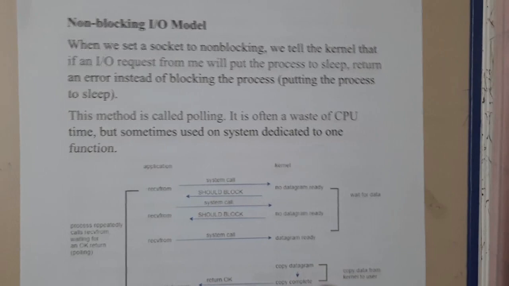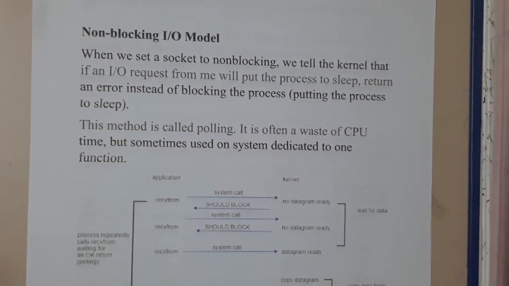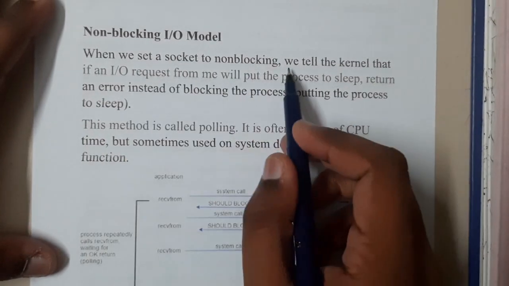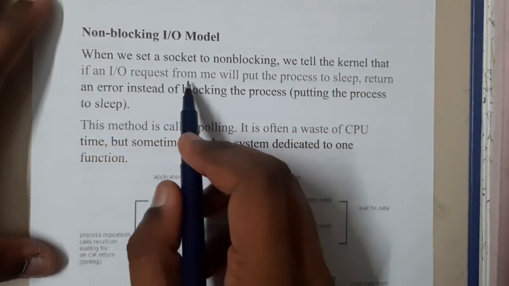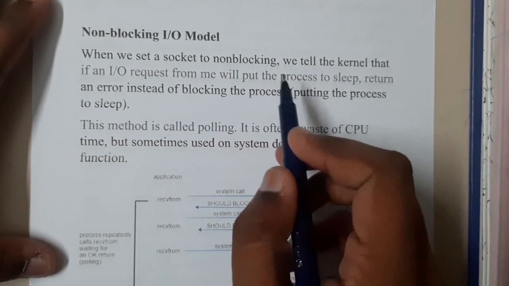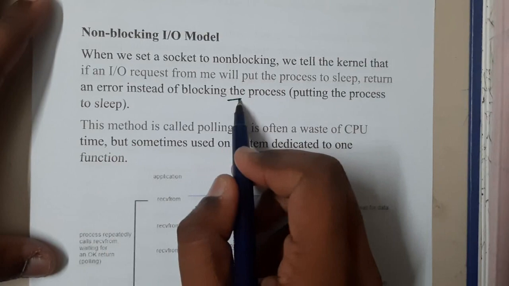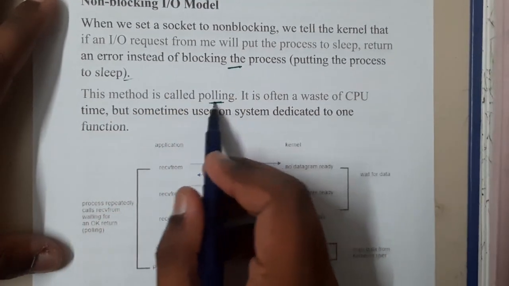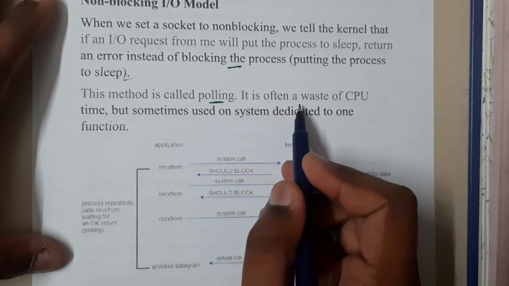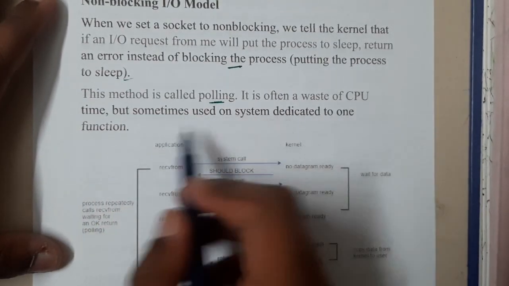Blocking input output. Okay. Now let us go through non-blocking input output. Just the opposite. When we set a socket to non-blocking input output, we tell the kernel that if an input output request from me would put the process to sleep, return an error instead of blocking. This method is called polling, guys. It is often a waste of CPU time, but sometimes it is used as a system decision as a one-step function.